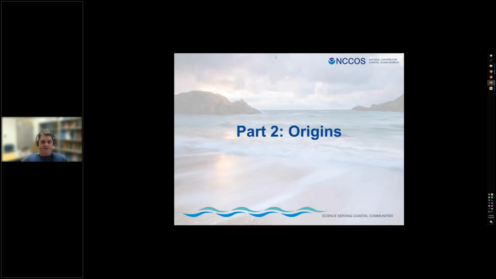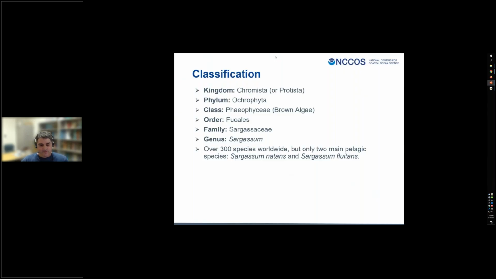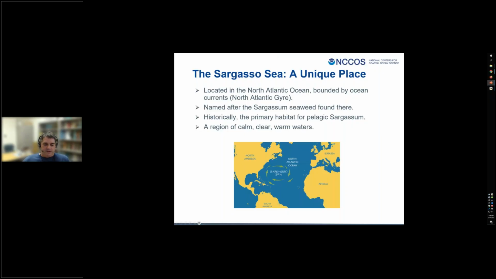Now, let's explore Sargasso a little bit further. Sargasso, or more formally Sargassum by its Latin genus name, is a genus in the brown algae family that contains over 300 species worldwide. However, only two are known to be exclusively pelagic, and that will be Sargassum natans and Sargassum fluitans. These two species are ubiquitously found in an area of the North Atlantic called, of course, the Sargasso Sea, and it's the only sea that's not bound by any land formation, as it's entirely bounded by the North Atlantic Gyre, and it's typically a region of calm waters, which is suitable for the growth of Sargasso.